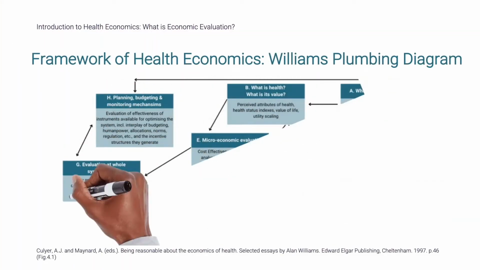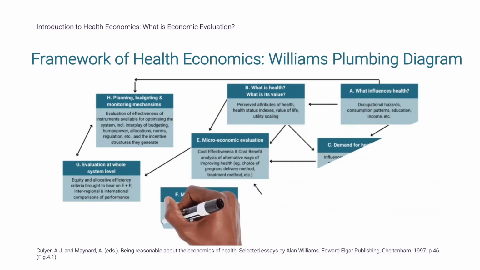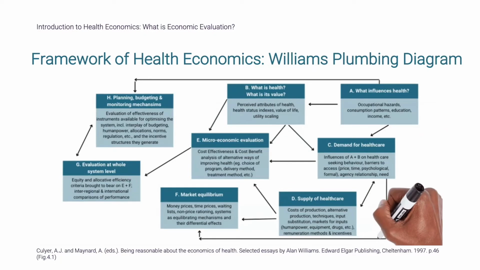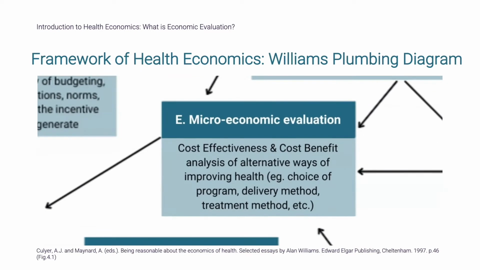In the previous section, you were introduced to the field of health economics, which includes many subdisciplines. One of our learning objectives is to teach you to use an economic evaluation in the assessment of a health issue and proposed intervention options. This is achieved using microeconomic evaluation methods, box E in the Williams-Plumbing diagram.